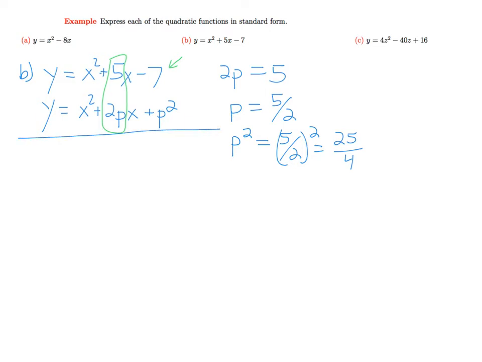Let's first take the 7 that we have over here and add 7 to both sides of this equation. That would give us y plus 7 is equal to x squared plus 5x. Now we have a clean slate on the right side, and I know I want the constant term to be 25 over 4. So I can add 25 over 4 to both sides.